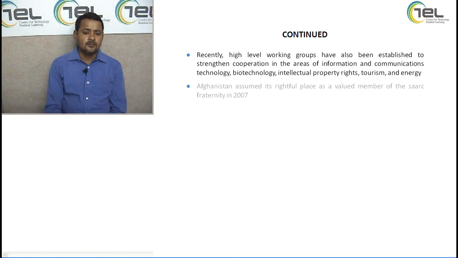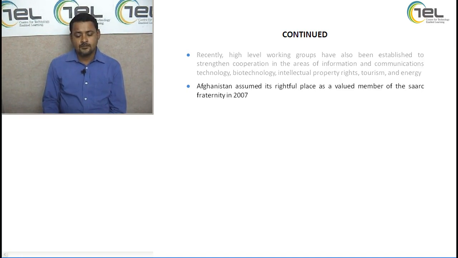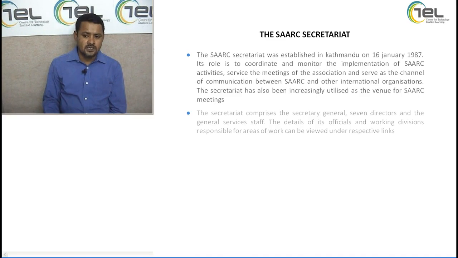In the year 2007, although Afghanistan wanted to be a member of SAARC from the year 2003, it was actually given its rightful place in the year 2007, when the SAARC meeting took place in Bangladesh's capital, Dhaka. The SAARC Secretariat was established in the Nepalese capital Kathmandu in 1987. The primary role of this secretariat is to coordinate and monitor the implementation of SAARC activities. It should serve as a channel of communication between SAARC members.